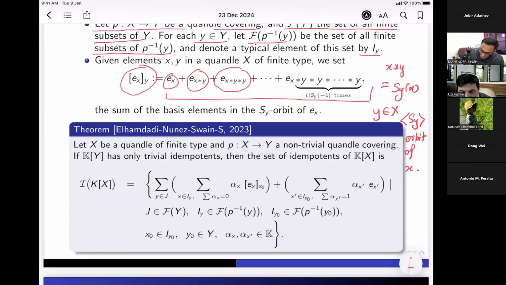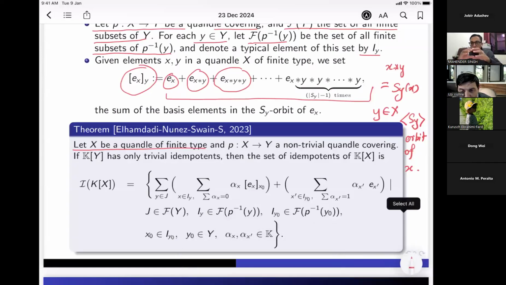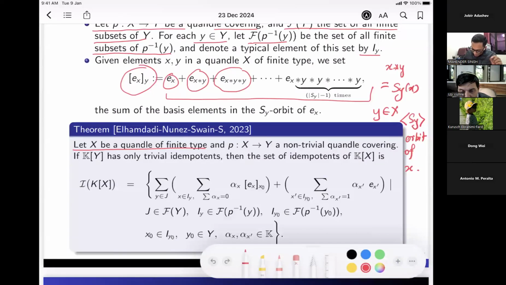So we can now state the theorem. It's joint work with Mohamed Elhamdadi, Brendan Nunez, and another student, Dipali. These are based at the University of South Florida. So suppose you have a quandle of finite type. What is finite type? Finite type means each right multiplication by an element is of finite order. That's the condition I need to impose to make sense of this, so that I have a finite summation.